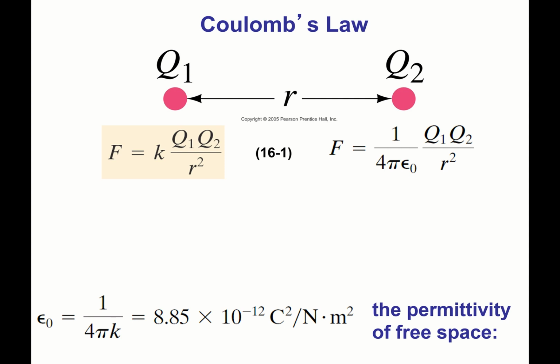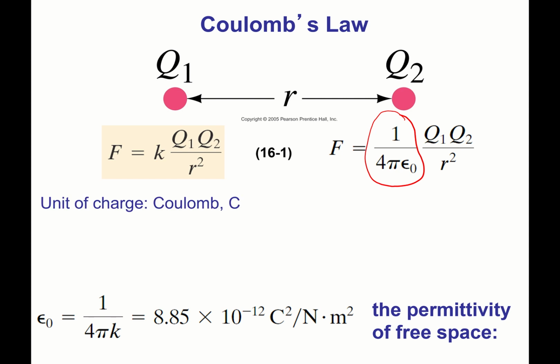So let's first of all start off by talking about Coulomb's law. Coulomb's law says that the force between two charges that are separated by a distance r is proportional to the two charges, and it's inversely proportional to the square of the distance between them. So F is equal to K Q1 Q2 over r squared, where K is a constant, and that constant K is equal to 1 over 4 pi epsilon naught, where epsilon naught is a very small number, 8.85 times 10 to the minus 12. It's the permittivity of free space.